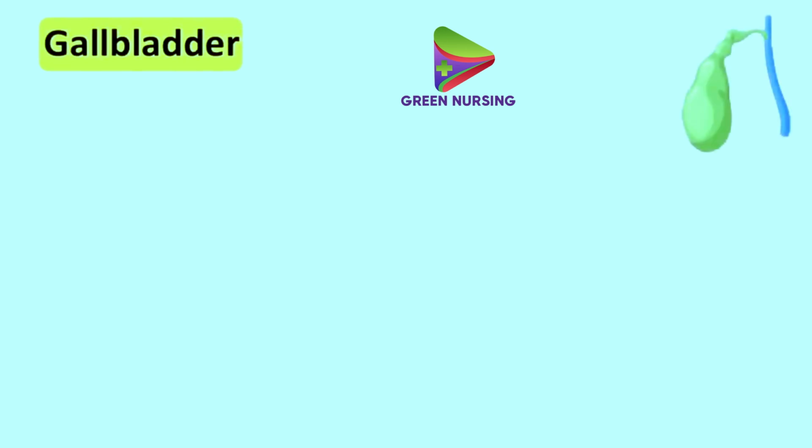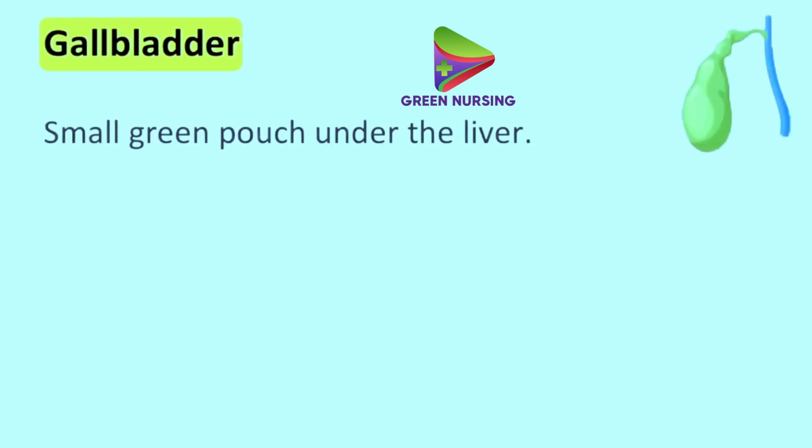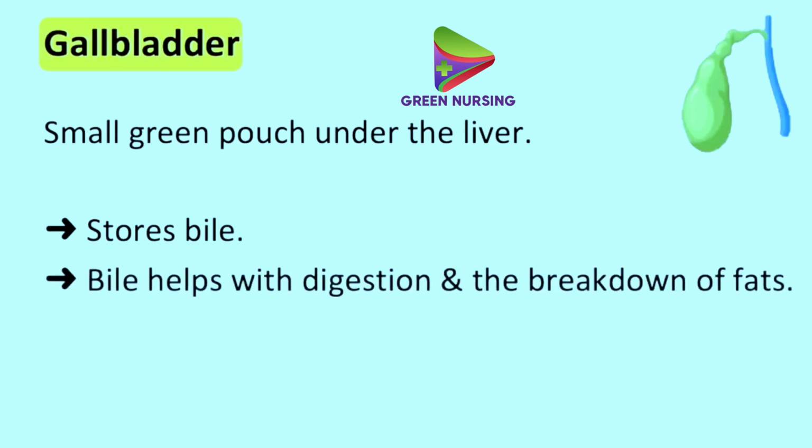Gallbladder. The gallbladder is a small green pouch found just under the liver. One of the functions of the liver is to produce bile. This is a fluid released by the liver and stored in the gallbladder. The production of bile helps with digestion and breaks down fats into fatty acids. This allows it to be taken into the small intestine for digestion. Bile also helps to destroy bacteria, helping to fight infections.